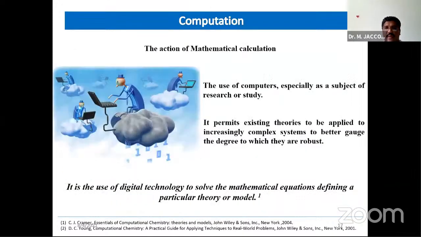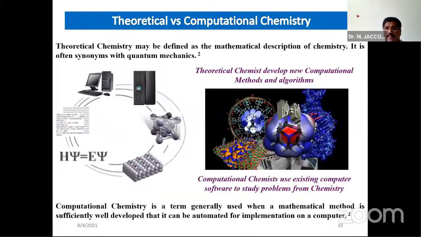Okay, what is computation? This is just the action of mathematical calculation. When you use a computer in terms of doing the mathematical calculation, that is what computational chemistry or computation is. It permits existing theory to be applied to increasingly complex systems to better gauge the degree to which they are robust. This is what I'm trying to focus on. So it is the use of digital technology to solve the mathematical equations defining a particular theory or a model.